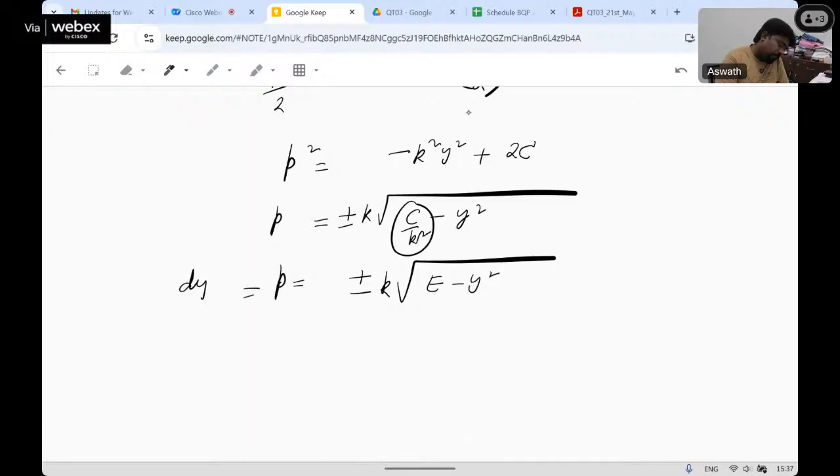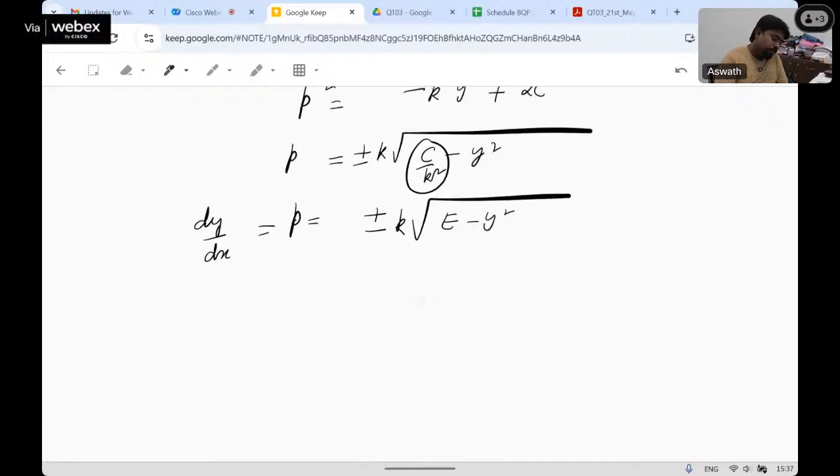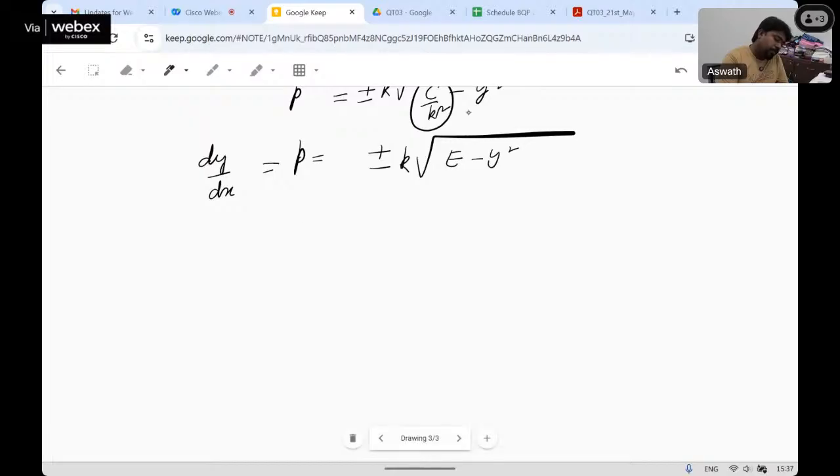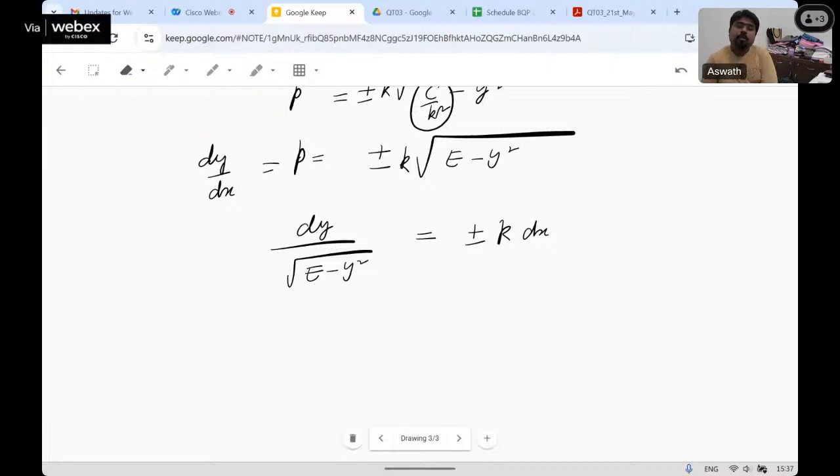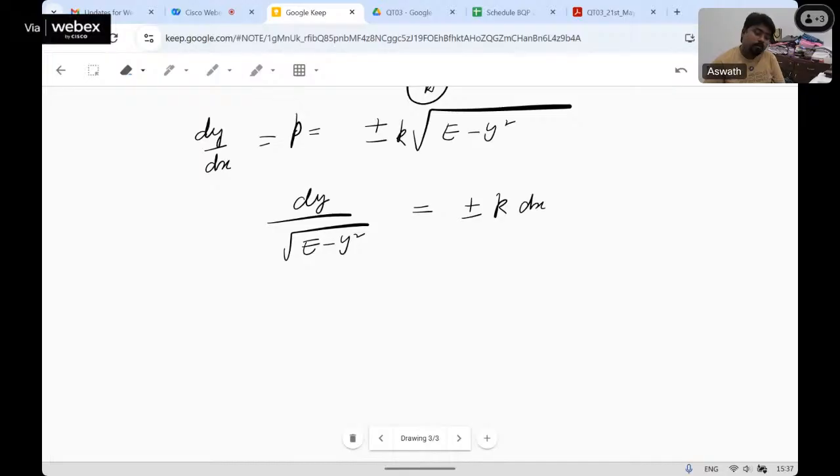By the way, p is dy by dx. Now I do the separable method: dy over plus or minus square root of e minus y square is equal to plus or minus k dx. Let me not take k to the left, keep it on the right. Now I have only y terms on the left and x terms on the right, so I can do the integration.